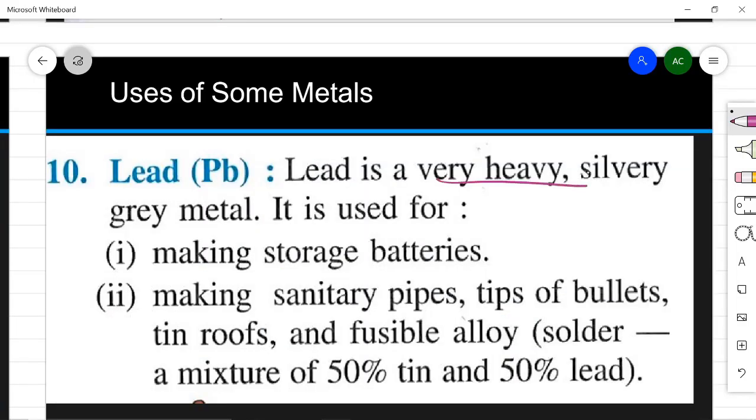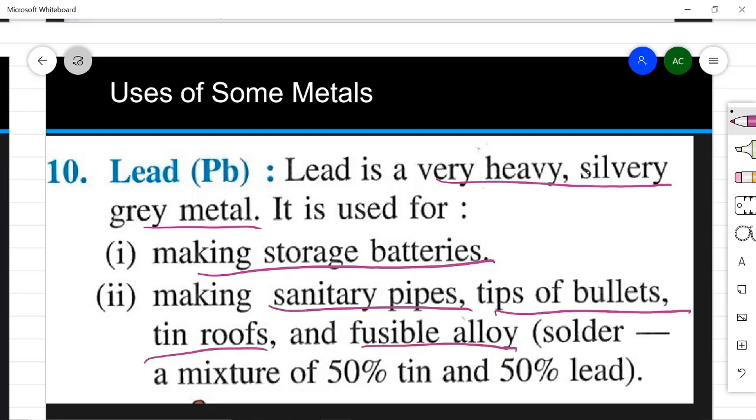Then comes lead. It is very heavy silvery grey metal, and it is used for making storage batteries, जो आपके घर में batteries हैं, and then for making sanitary pipes, tips of bullets, tin roofs and fusible alloy. So, fusible alloy is solder, known as solder, which is mixture of 50% tin and 50% लेड. आपने देखा भी होगा कभी कभी अगर आप किसी मैकेनिक के शॉप पे देखेंगे तो जो इलेक्ट्रिकल वायर्स वाली जो प्लेट होती है उस पर छोटे छोटे डॉट्स बने होते हैं, उनको हम सोल्डर बोलते हैं. और सोल्डर एक तरह का अलॉय है, 50% टिन और 50% लेड का अलॉय है, और वो वायर्स को कनेक्ट करने के लिए यूज़ होता है.